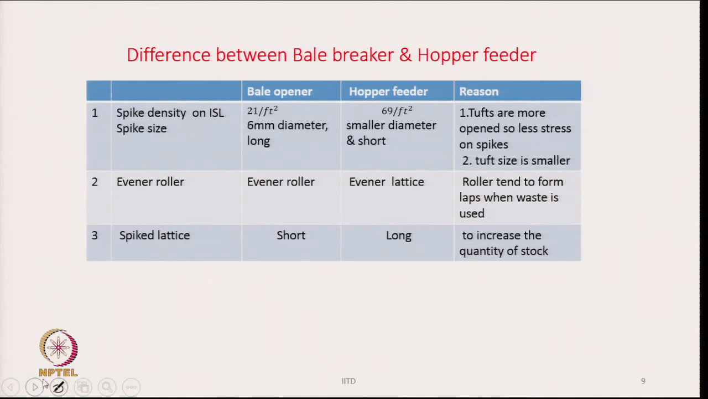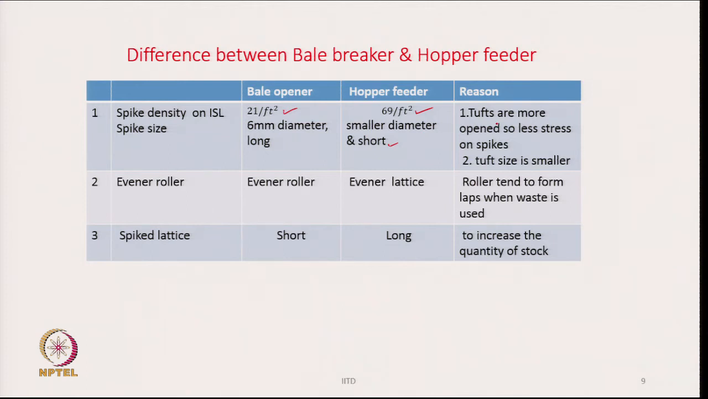So, what are the difference between the bale breaker or bale opener and the hopper feeder? Now, it has been stated here in this particular table. So, let us first look at this spike density on the spike lattice. For the bale opener, the density is 21 per feet square. Hopper feeder, it is 69 per feet square. So, in hopper feeder, we have more number of spikes, and the spikes are smaller in diameter and shorter in length.